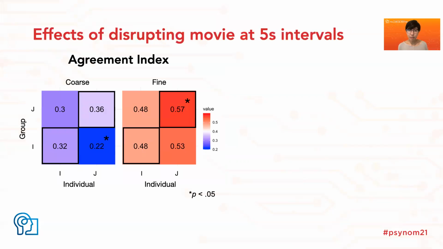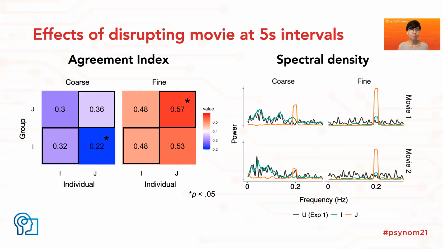Looking at segmentation agreement, for coarse segmentation, we see significantly lower agreement when comparing segmentation of jumbled individuals with those from the interrupted group. We also see significantly higher segmentation agreement between individuals in the jumbled condition for fine segmentation, suggesting that individuals in the jumbled condition are segmenting the movies differently.